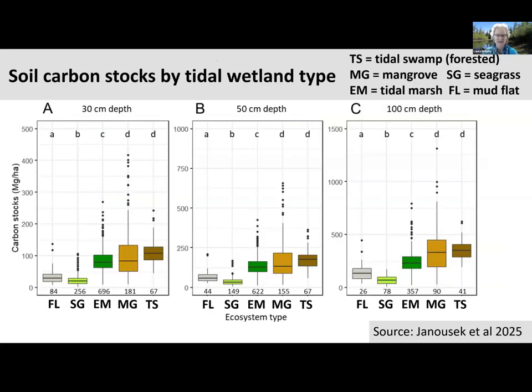So these graphs from the paper that Chris and all of us wrote up show how carbon content of soils varied between these 5 habitat types. And the y-axis shows carbon stocks, how much carbon is in the soil, and the x-axis breaks out these 5 habitat types. You can see that at all depths, the tidal swamp, that's this color, has the highest mean. It has variability, they all do. The letters at the top here represent significant differences. So seagrass beds in general were significantly lower than emergent marsh. Emergent marsh was significantly less than mangroves and tidal swamp. So the forested tidal wetlands alongside mangroves are very high performers for carbon storage.